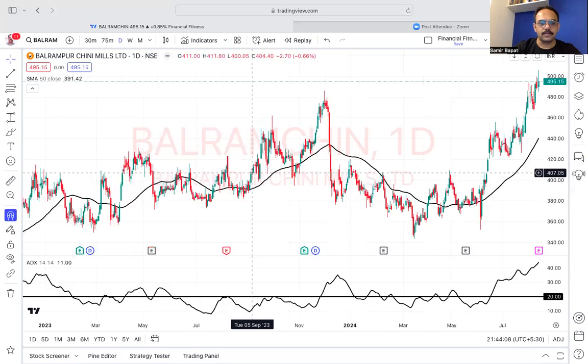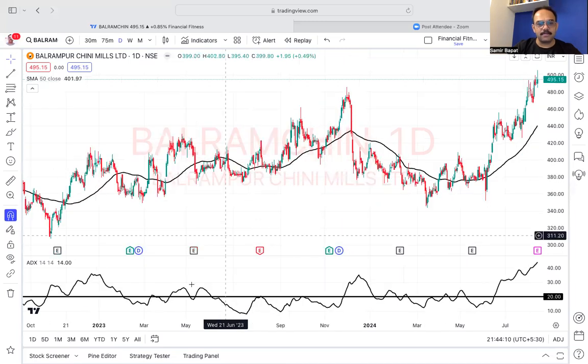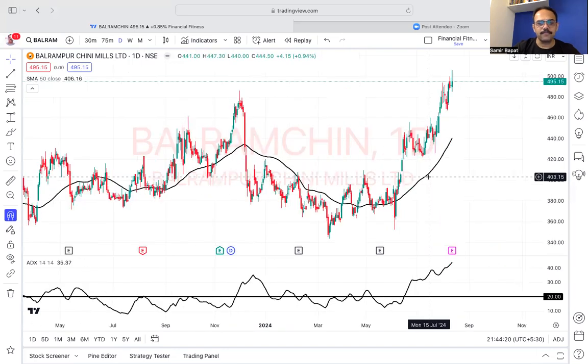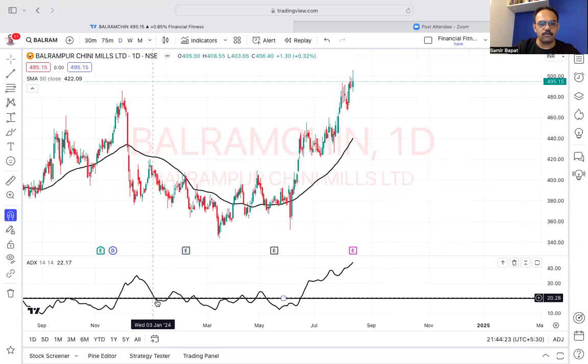See here, whenever the ADX goes below 20 and stays below 20, the price is moving sideways. Here also, if you see, when it went below 20, the price went down. So from here, it went down below 20. So ADX tells us that the strength of the downward move has reduced, it is finished. Now there is a possibility of it going sideways.